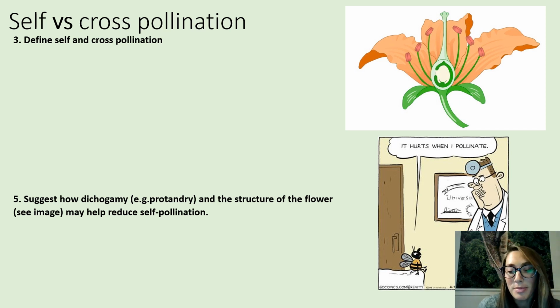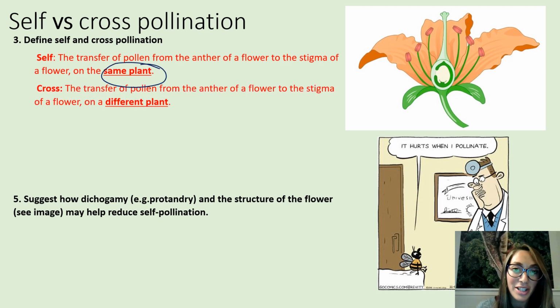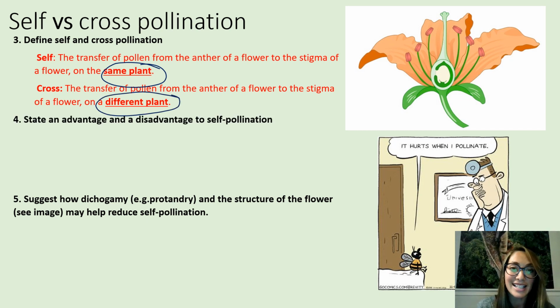So self and cross-pollination, you need to be able to define both of these. Self-pollination is where you get the transfer of pollen from an anther of a flower to the stigma of a flower on the same plant. And that's a really important thing to say, especially in exam questions. Cross-pollination is the transfer of pollen from the anther of a flower to the stigma of a flower on a different plant. Okay, so just be really careful with those final bits when you're in the exam.